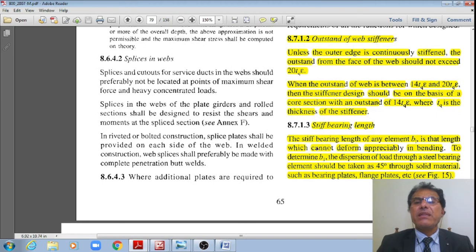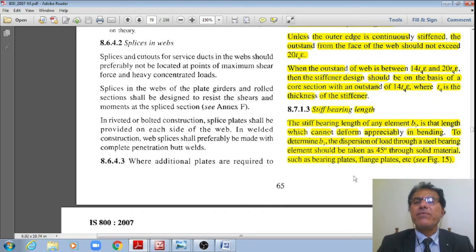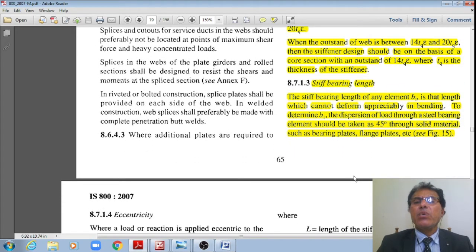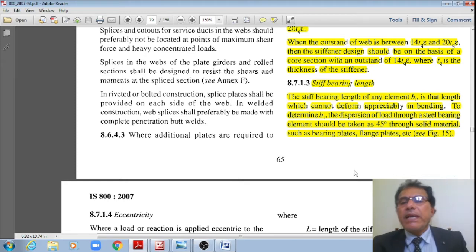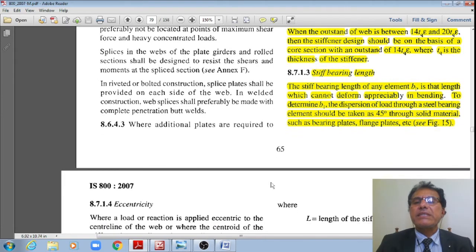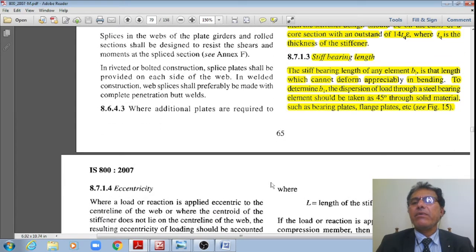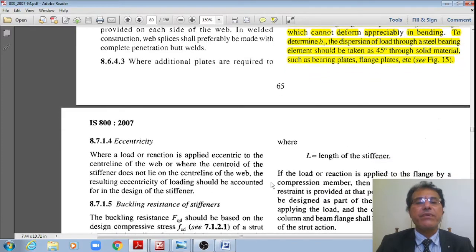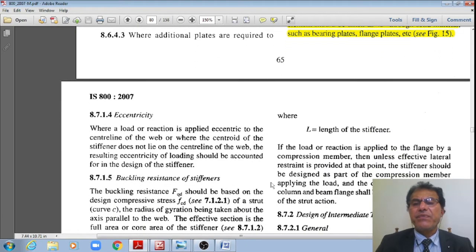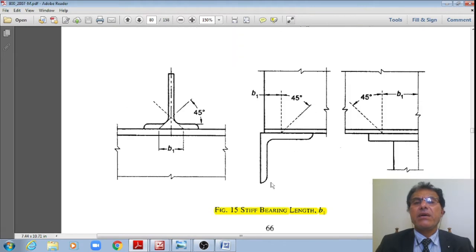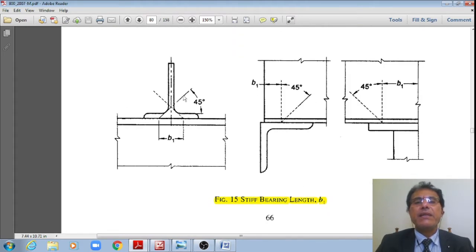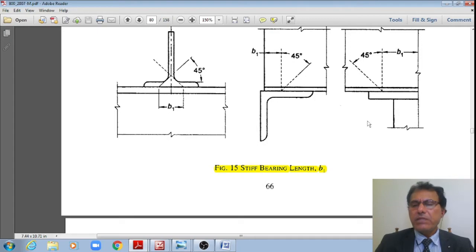And the stiff bearing length. The stiff bearing length of any element b1 is the length which cannot deform appreciably in bending. To determine b1, the dispersion of load through the steel bearing element should be taken as 45 degrees through the solid material such as the bearing plate, bearing flange plates, etc. See figure 15. Yes, like this, right? This is the stiff bearing length, right? Therefore, at an inclination of 45 degrees, the load will be transferred like this. This we will see during the designs, right?